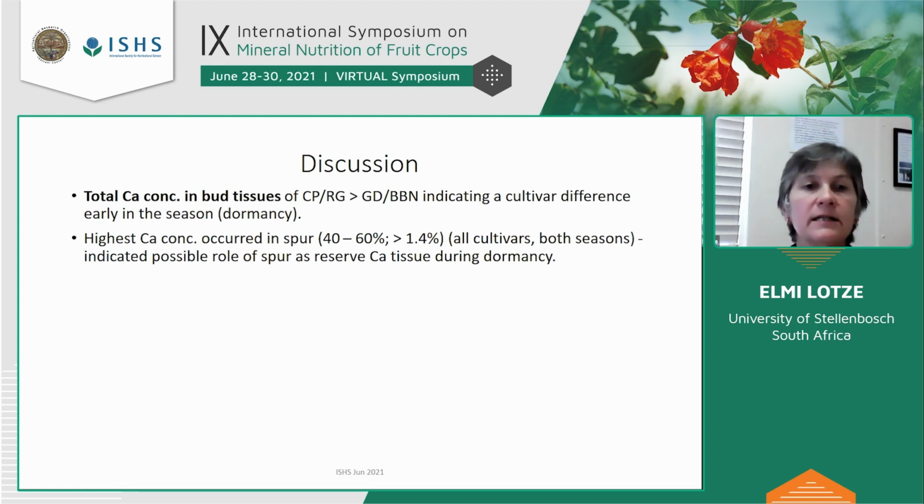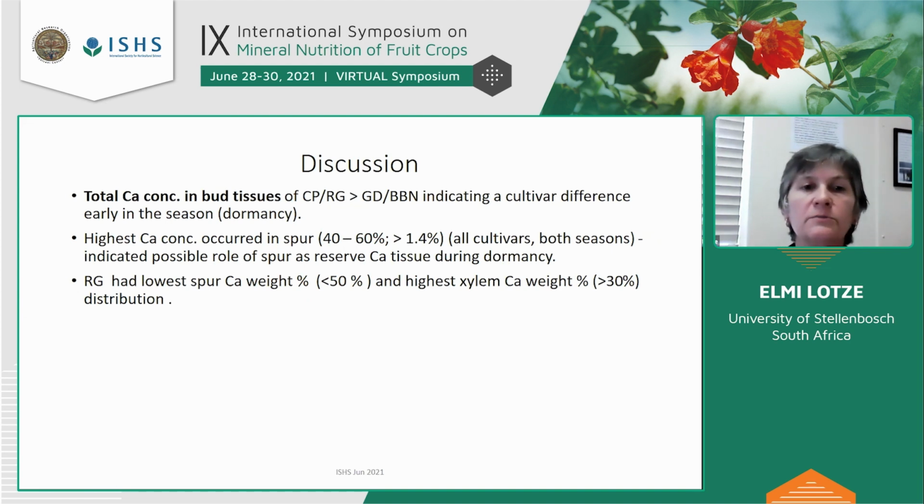We found the highest calcium concentration in the spurs, either as a percentage, 40 to 60% in terms of distribution, or as actual calcium concentration that was higher than 1.4%. And this is what we found for all cultivars and both seasons. This indicated a possible role of the spur to serve as a reserve calcium tissue during dormancy.